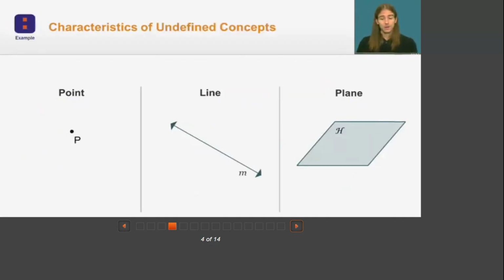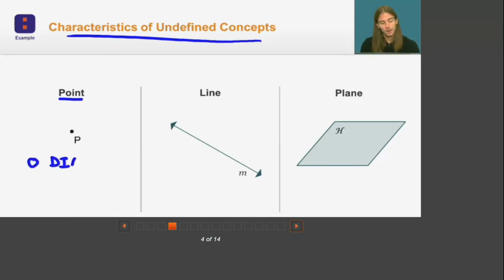Now, the characteristics of these undefined concepts are pretty important for us to nail down and understand. I said that points are zero-dimensional objects, which I'll abbreviate like that, and that they represent a location in space. We denote them with an uppercase letter like the P that's written right here.